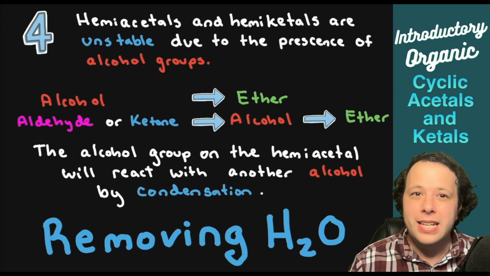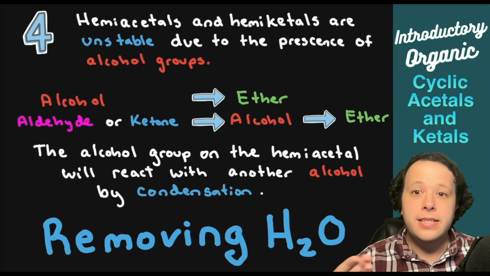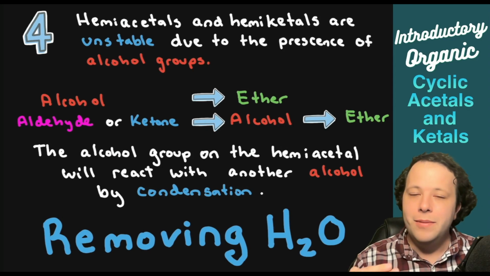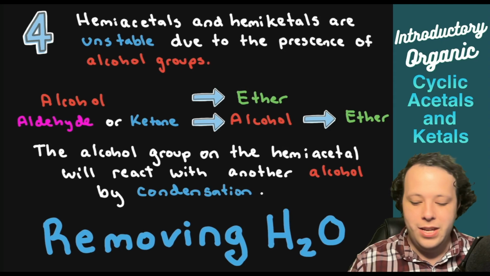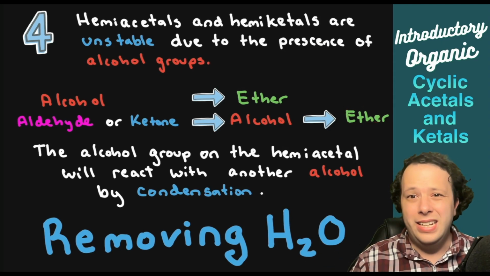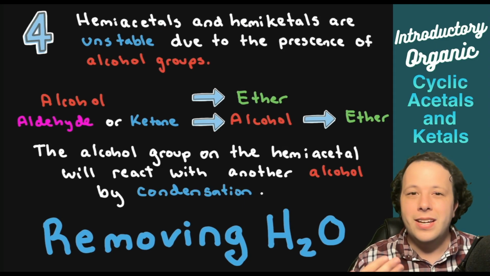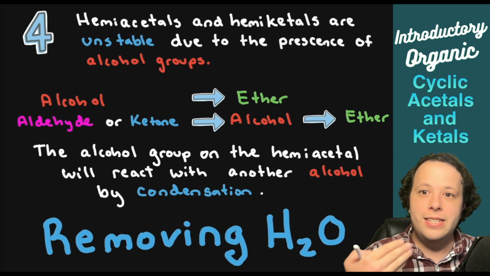So the last thing is, the alcohol that we originally had turned into an ether. That does not react any further. But the alcohol group that is on our ring structure is going to react to make an ether. So we're going to have 2 ethers on our final structure. Now, the way this happens is through a condensation reaction.